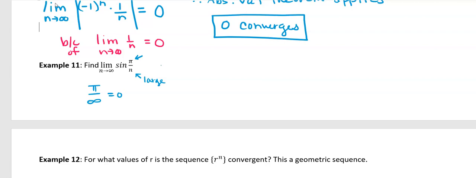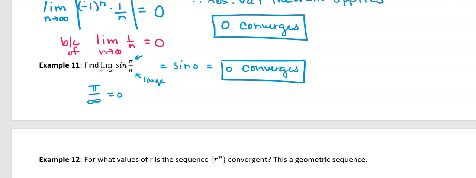So really, I'm just finding the sine. After applying that idea of the limit, I'm actually really just finding the sine of 0, which of course would be 0. So yes, it converges. But what I want to point out about this one is that you're really focusing on the inside first, right?